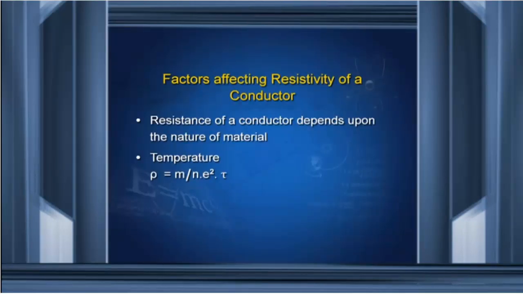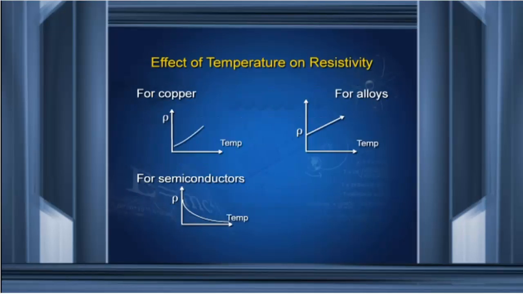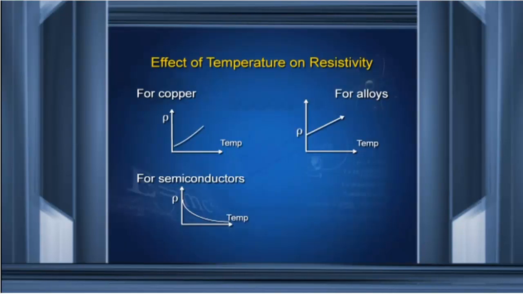Factors affecting the resistivity of a conductor. As we know, resistivity rho equals to m upon n e square into tau. So here m and e are constant. So we get resistivity is inversely proportional to n and tau. Effect of temperature on resistivity. For copper, we have seen that resistivity varies rapidly with the rise in temperature. That means in the beginning resistivity increases slowly, but if we increase temperature large, then resistivity increases.